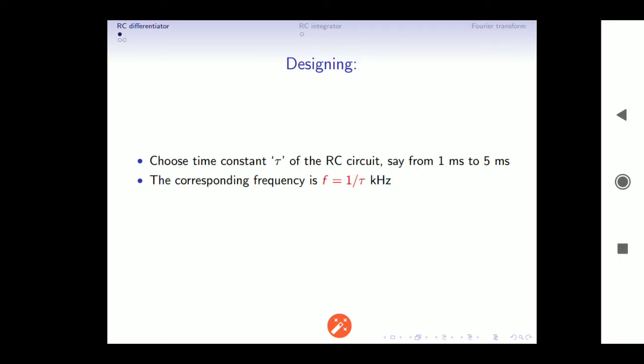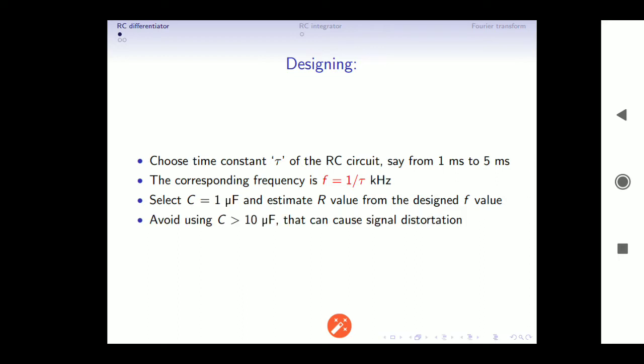If tau is chosen, the reciprocal of tau is the corresponding design frequency of the circuit. That will be in kilohertz because the time is in milliseconds. Then choose one capacitor, let it be 1 microfarad. Estimate the value of resistance needed to construct a differentiator circuit for the designed f value. That completes the designing part of the circuit.